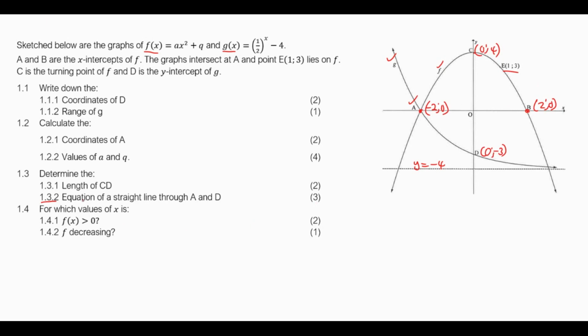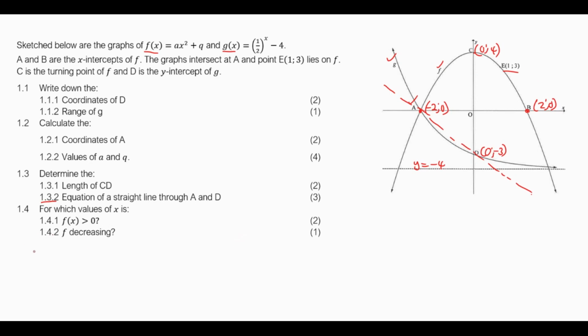Right, now it says determine the equation of a straight line through A and D. So there are two ways of doing this. We can do this using simultaneous equations or using the gradient. Let's start by using the gradient.